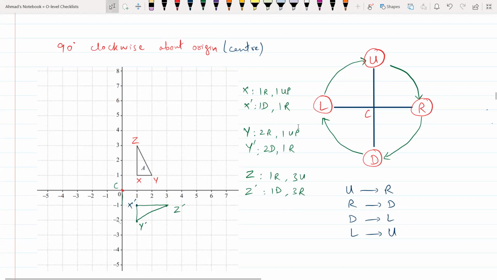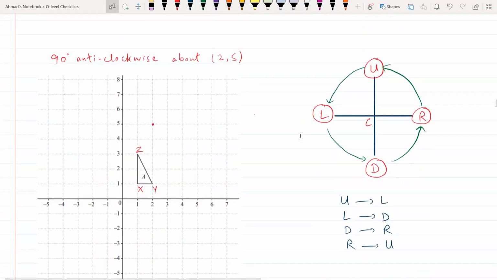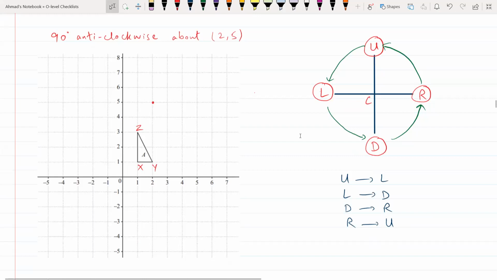Now, similarly, you could do it for any center of rotation. It's not necessarily for the origin. कोई भी center of rotation हो, आपने बस क्या करना है? Center से देख लेना है कहाँ पे किस तरह पहुंच सकते हैं उस point पे. Let's do 90 degrees anti-clockwise rotation. Okay. What happens in this case? आपका center क्या है? Center is 2, 5 here. 2, 5, that is the center of rotation in this case.